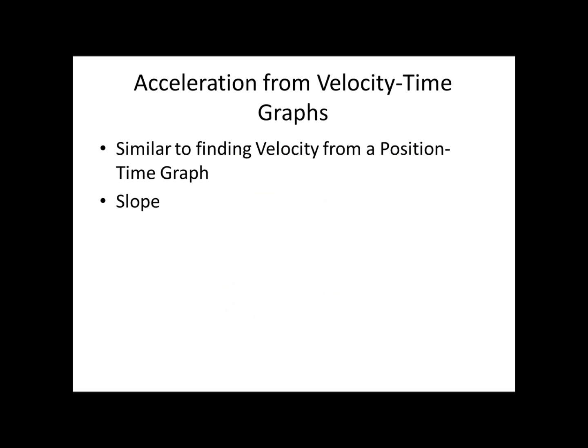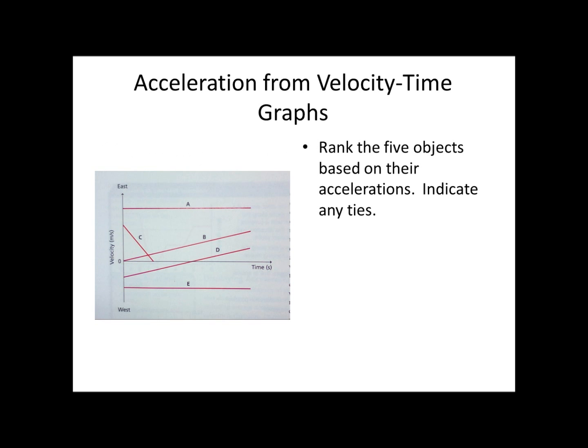Now let's talk about finding the acceleration from velocity time graphs. It's really just like when we found velocity from position time graphs. Velocity and position have the same relationship as acceleration and velocity. So really all we need to do is look at the slope of velocity time graphs in order to find acceleration. So let's take a look at some graphs from the book.